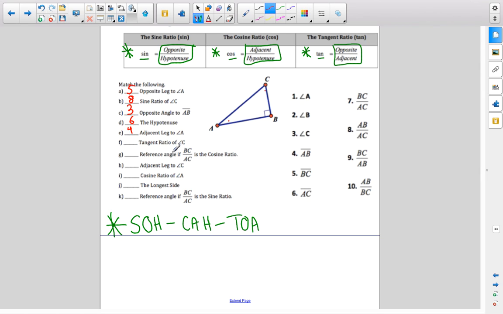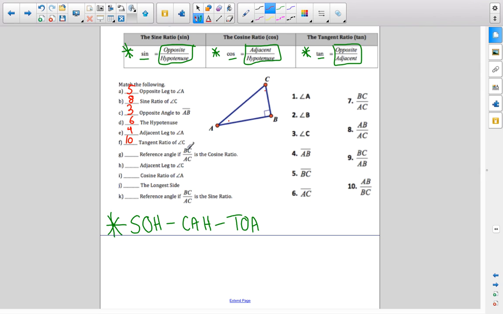The tangent ratio of angle C. Okay, here's angle C. Tangent, look up here, is opposite over adjacent. So from C, AB is our opposite, BC is our adjacent. AB over BC looks like number 10.